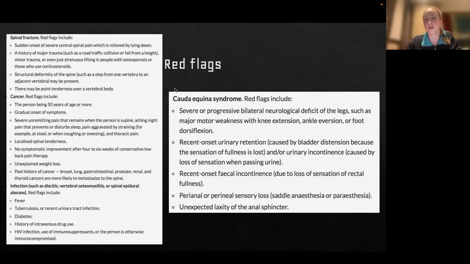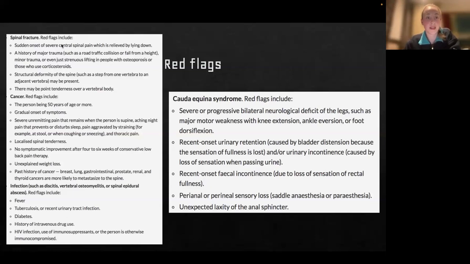Like I said, cauda equina is something that you really want to worry about and rule out. So you might get severe progressive bilateral neurological deficit, and urinary retention, again, is common. If you've got any sort of urinary retention or incontinence or any fecal incontinence, or any saddle anesthesia, so perianal or perineal sensation loss, you would want to send them straight into hospital for query cauda equina.